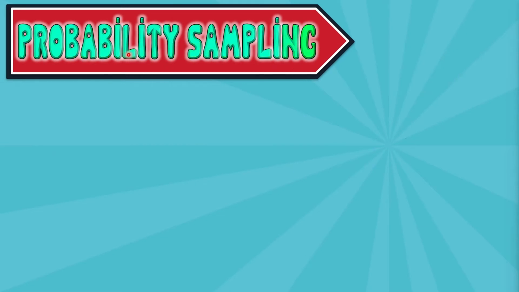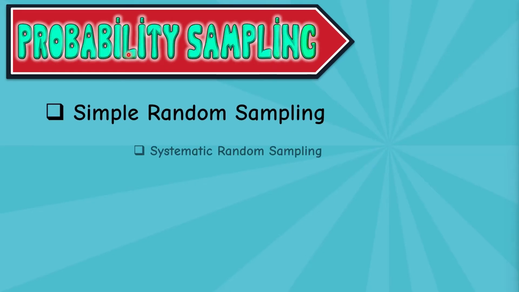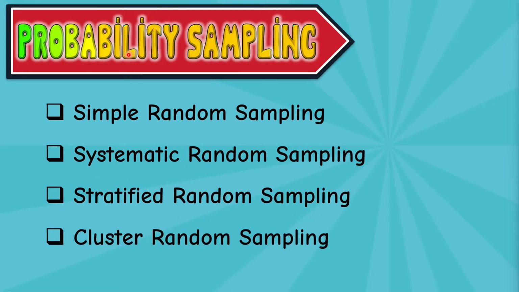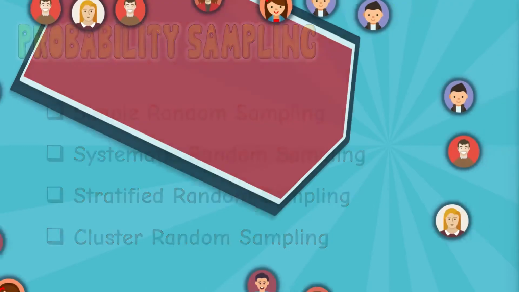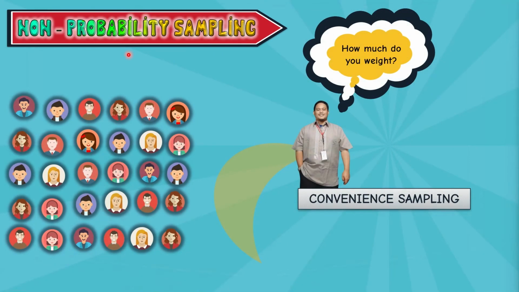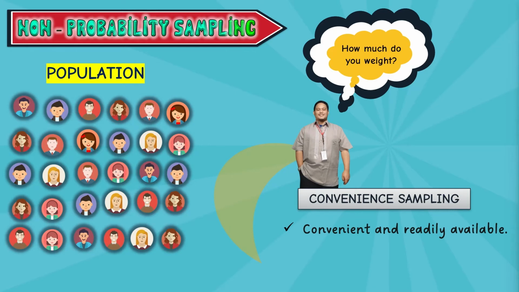So class, the sampling technique that involves random selection are what we call probability sampling. So the things that we discussed earlier, the simple, systematic, stratified, and cluster random sampling are all types of probability samplings. But there are also sampling techniques that do not involve random selection of data, and they are called non-probability sampling. An example of this is convenience sampling, wherein the researcher gathers data from the nearby sources of information, exerting minimal effort. From the word itself, convenience, which means convenient and readily available.